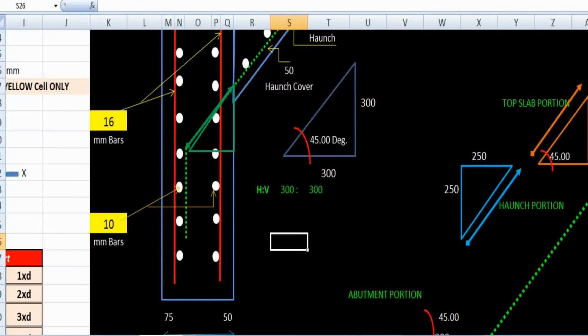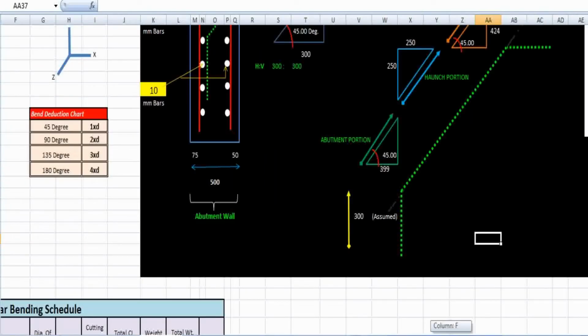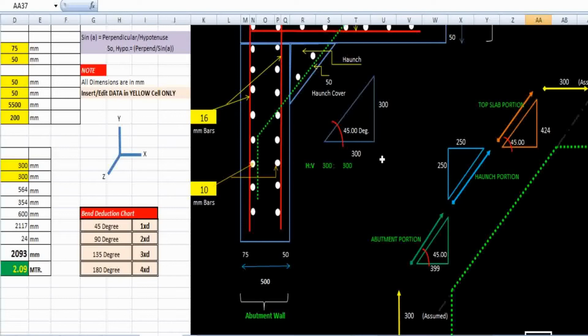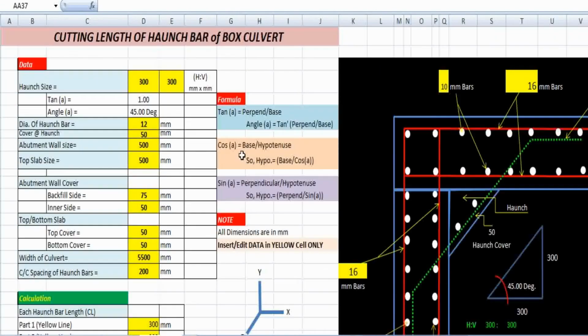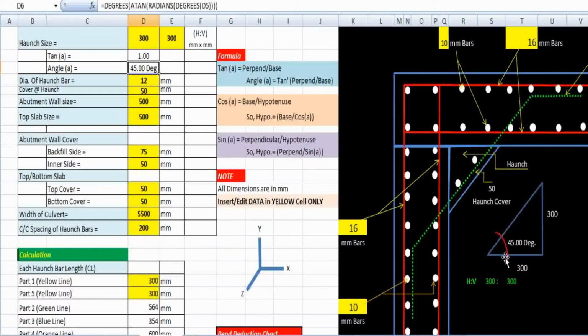Okay, and we have the angle of 45 degrees because here I have seen that tan theta equals perpendicular by base. So from here, angle equals tan inverse perpendicular by base. So I have formulated it here. So tan inverse 300 by 300 means here the angle becomes 45 degrees. Okay, so it is mentioned here.